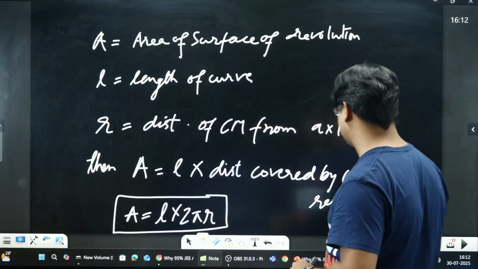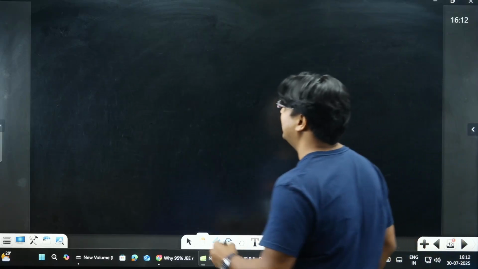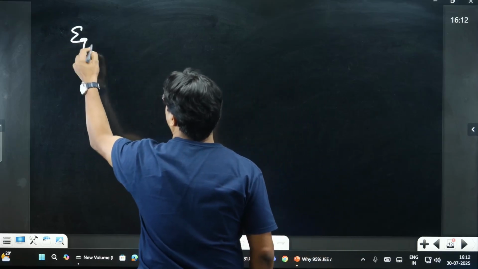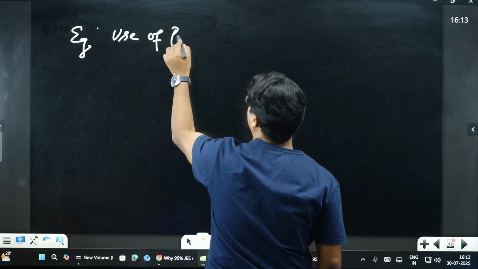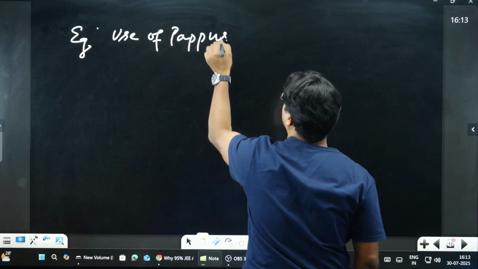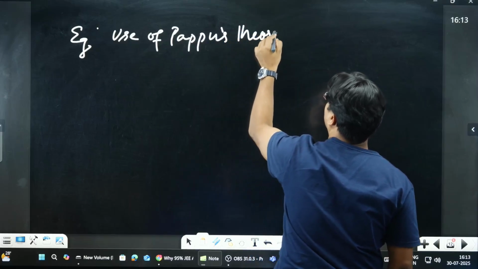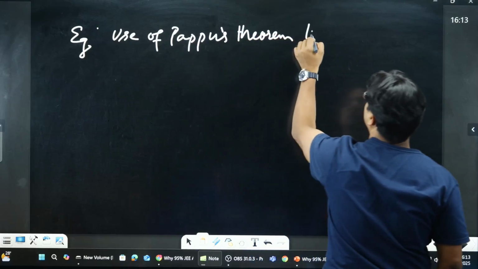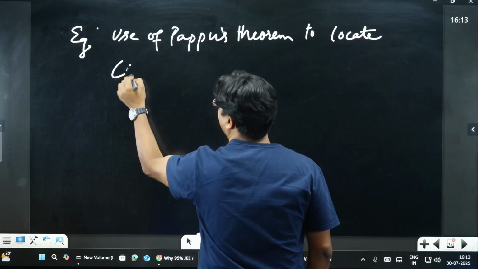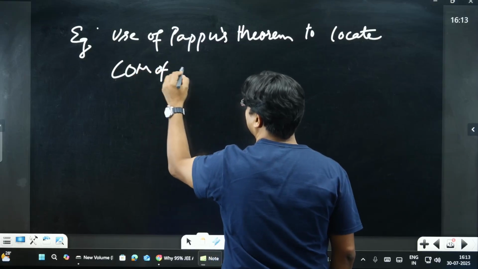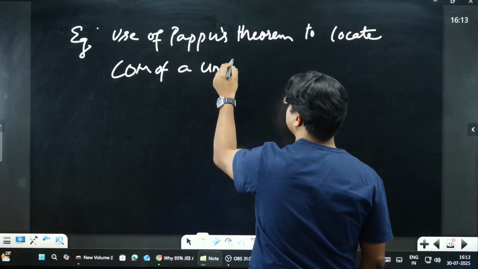Okay, let me demonstrate how we can use this. I'll give you an example. We are going to use Pappus theorem to locate, that means to find, the COM of a uniform semicircle.